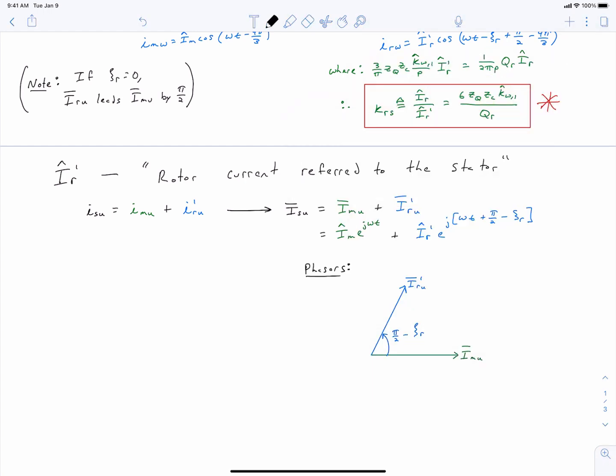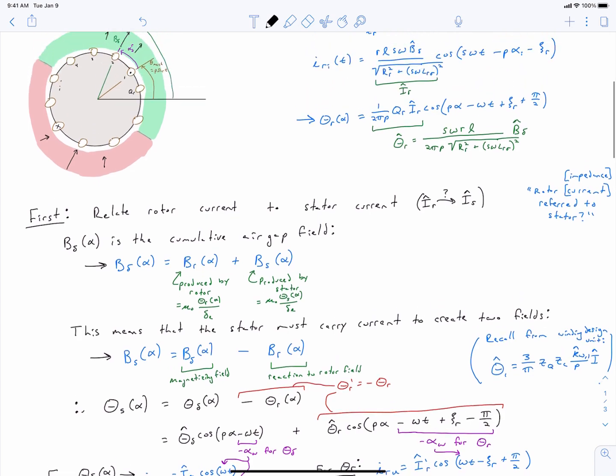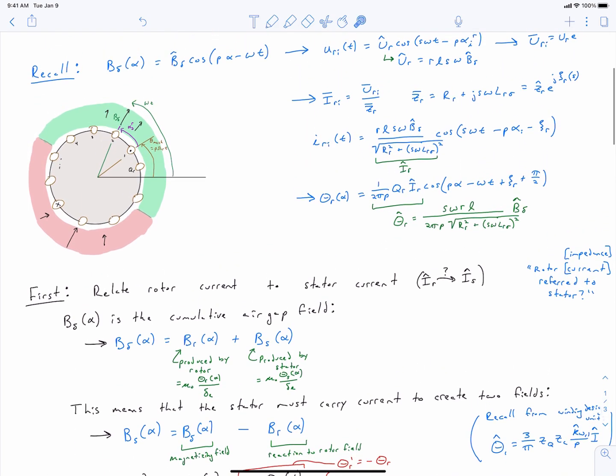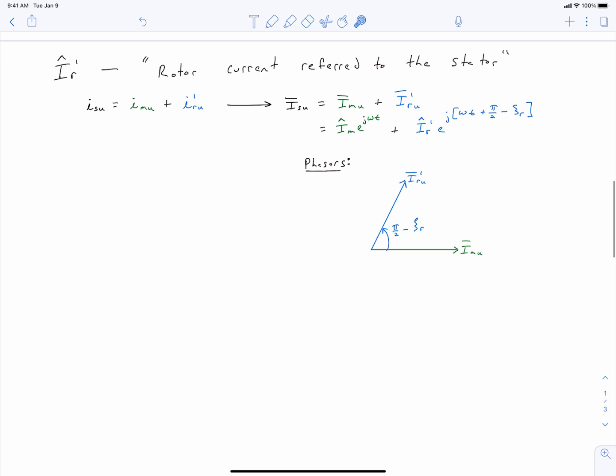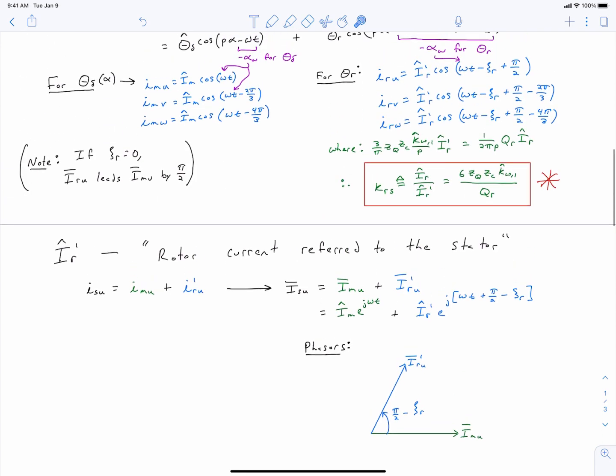We've now accomplished our first goal. Remember, our first goal was to relate the rotor current to the stator current. And that is precisely what we have done. We've got a ratio for how our rotor current maps into a component of current in our stator waveform.